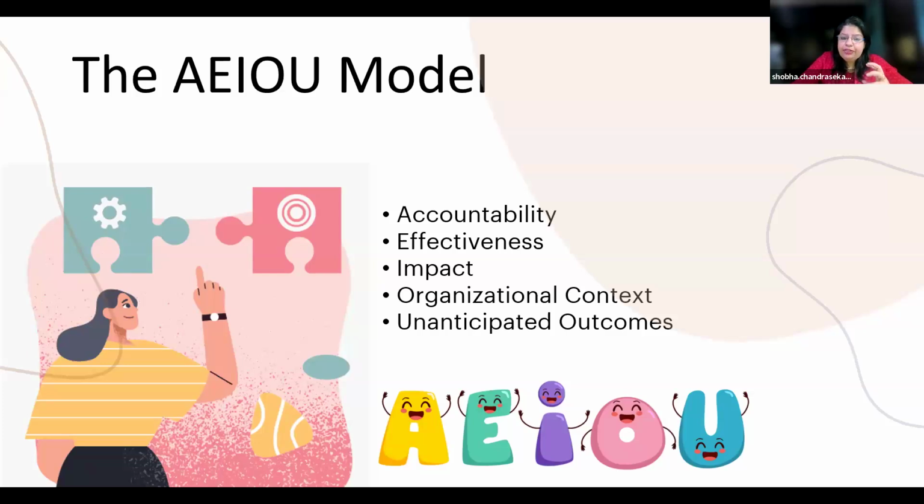Effectiveness is next. Effectiveness examines whether the program is achieving the desired outcomes. In the first one, you're checking whether it was done or not. Here, you are checking whether it is effective or not. It goes beyond whether the program is being delivered.